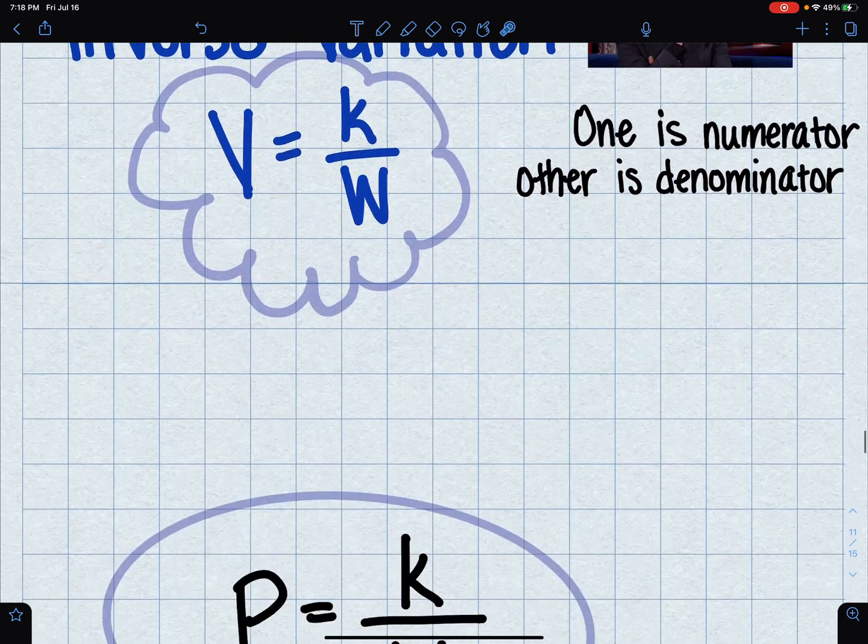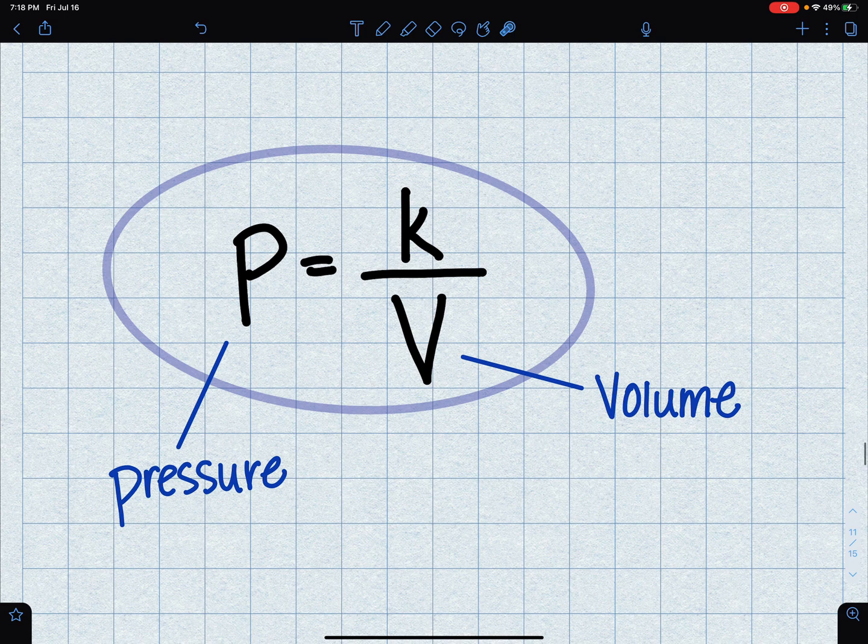Here are some examples in science of things that vary inversely. The pressure of a perfect gas varies inversely as the volume. So pressure and volume are like this, varies inversely are the key words. So if volume goes up, that means pressure is going to go down. If volume goes down, think about what happens when you reduce the denominator. That means this number is going to go up.